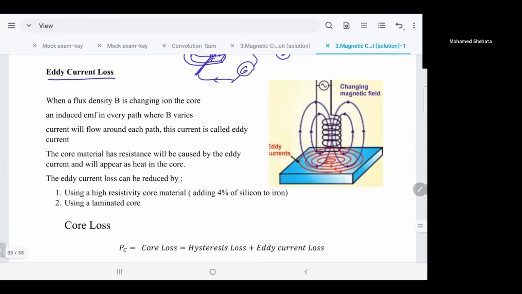The problem is the value of the current is really high because it's a block of metal. You know the resistance for electric current is equal to rho L over A, where rho is the resistivity. Now, you cannot change anything about resistivity. It depends on the type of the metal. You can't change anything. But how can you reduce the resistance?